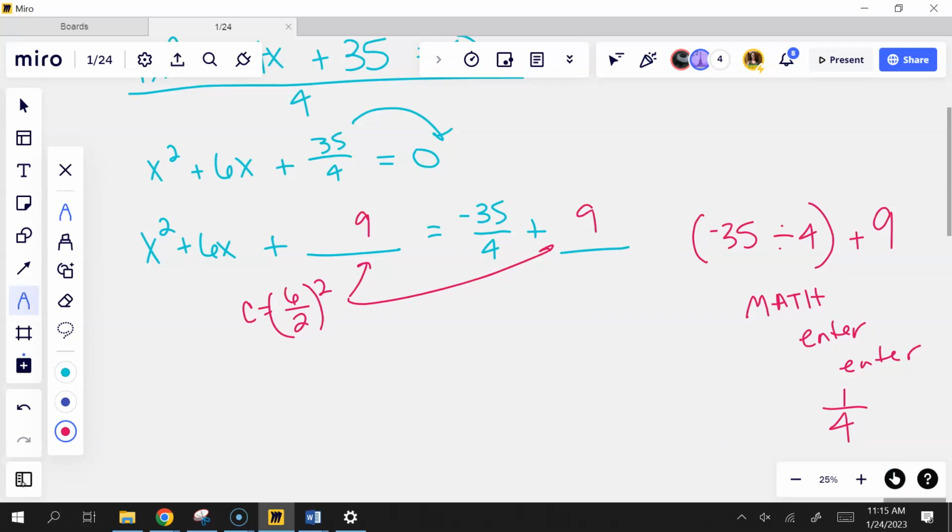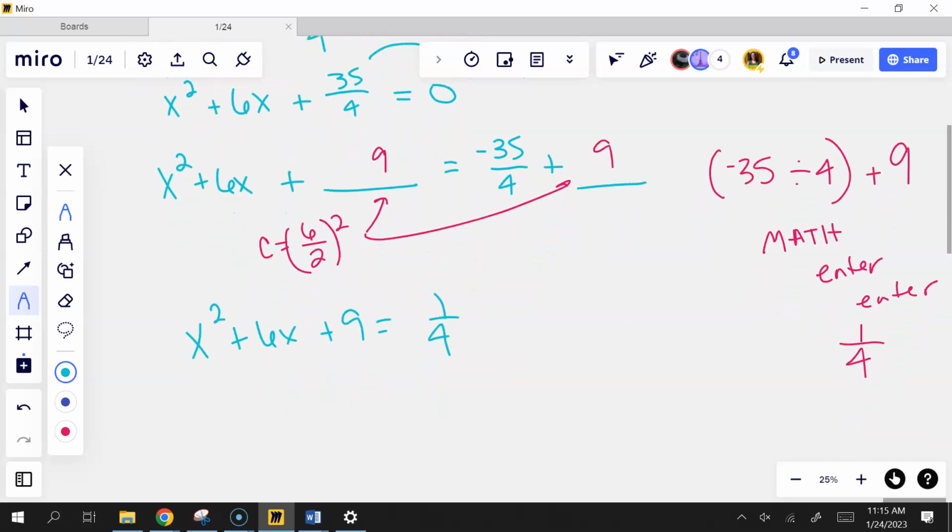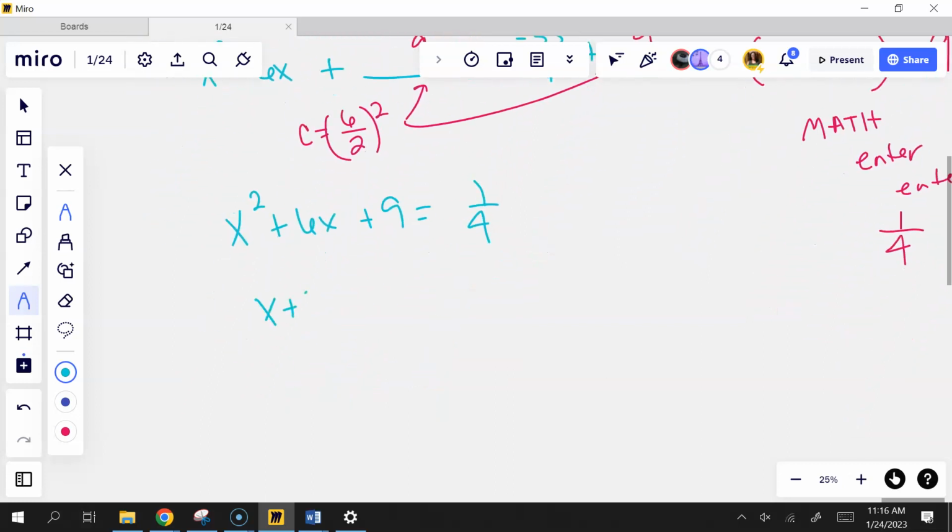It's on the graphing calculator, it does it. I'll show you how to do it on that one, though. All right, so what happens is on the left, I've got x squared. How does it factor? Well, I'll just go ahead and write this. Now, how does the left side factor? X plus 3 squared equals 1/4.